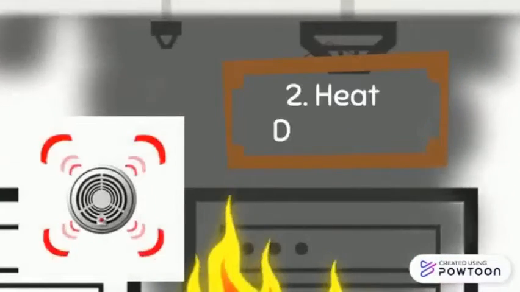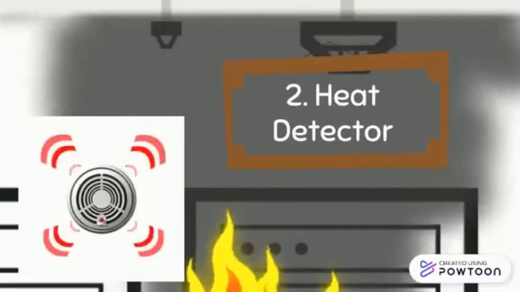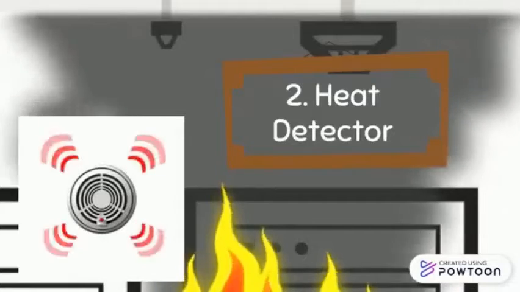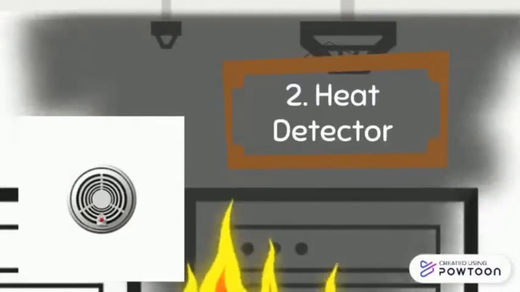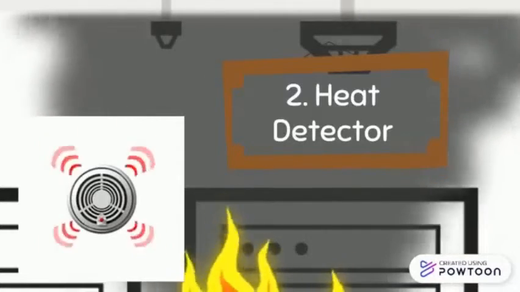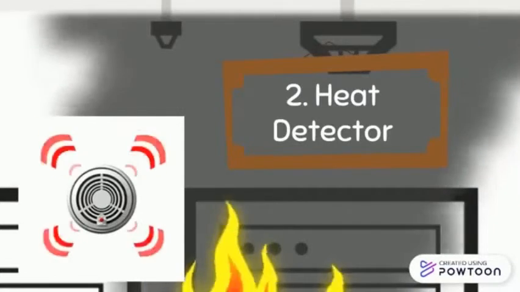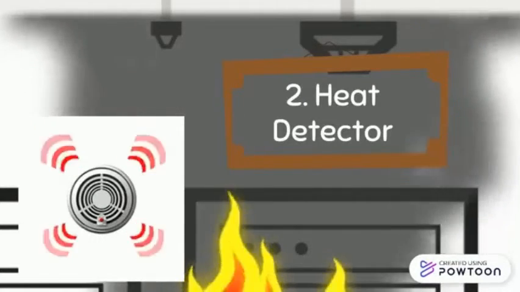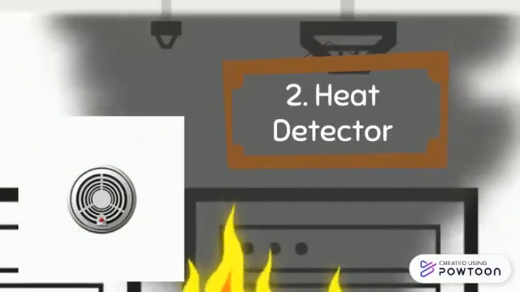Second, heat detector. The heat detector below is a conventional type, a heat detector that is considered a fixed temperature unit type. The heat detector consists of a heat-sensitive eutectic alloy that will reach its eutectic point, changing from solid to liquid during a fire.